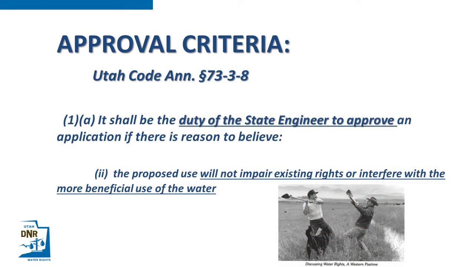Another criteria defined under Section 8 is that the proposed use cannot impair existing rights nor interfere with a more beneficial use of water. The division needs to make sure that those proposed appropriations or changes do not impair existing rights or interfere with beneficial use under other water rights. This would generally include the criteria of change applications staying within the drainage in which the water right originates. For example, it would be impossible to change a water right from the Sevier River drainage into the Provo River drainage.